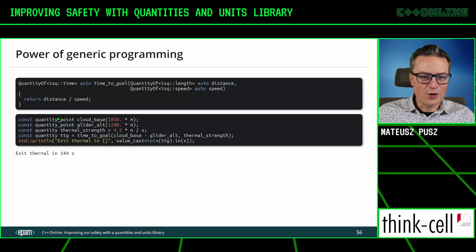Also, I may use quantity points. So affine space abstractions, saying that the cloud base is 1800 meters and the glider altitude is 1200 meters. And this thermal strength, so how fast I'm moving up in the thermal, is 4.5 meters per second. And again, I can use the same function to get information where I should exit the thermal to not be sucked by the cloud and not see anything, right? So I know that in a bit more than 2 minutes, I will have to go out. Otherwise, I will be inside of the cloud, which is, first of all, illegal, second of all, really dangerous.